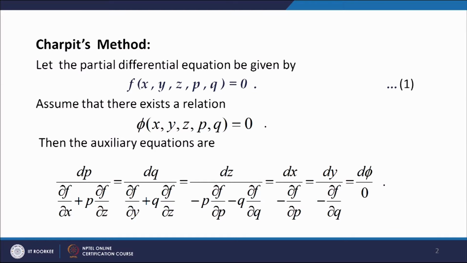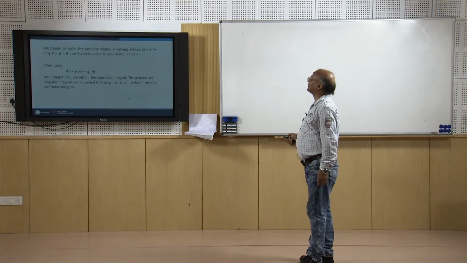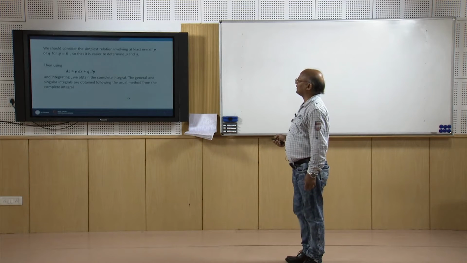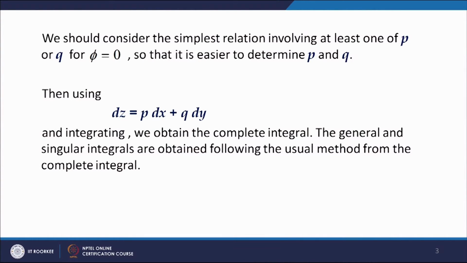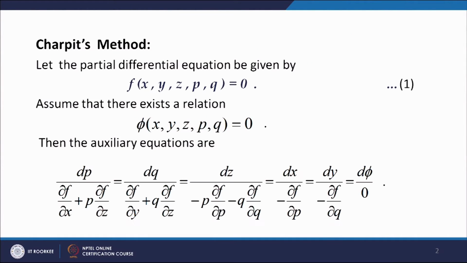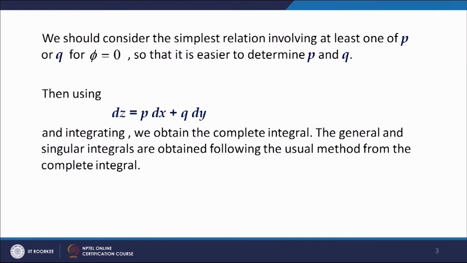So we should consider the simplest relation involving at least one of p or q for phi equal to 0. We will have to look for the simplest relation here involving one of p or q, so that it is easier to determine p and q. Then using dz equal to p dx plus q dy and integrating, we obtain the complete integral. The general and singular integrals are obtained as usual from the complete integral.